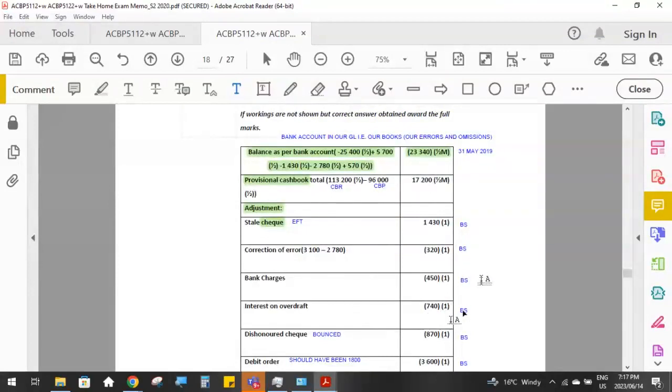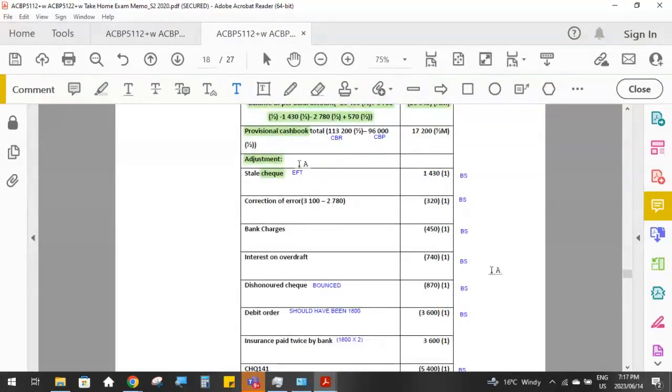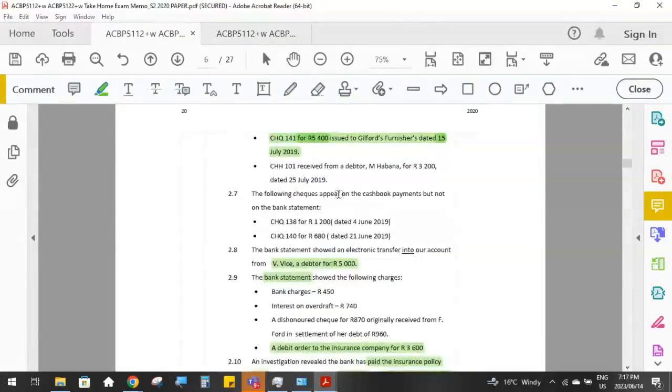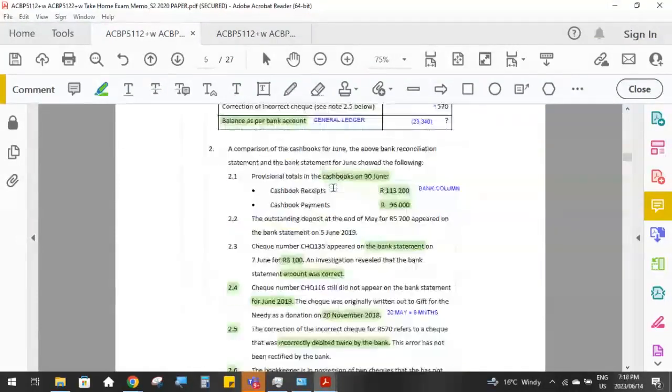Okay, so you can see how careful you've got to be with a question like this. You've got to be able to go through all of the information that they've given us, and we have got to clearly decide this adjustment that we've got to do. Is it on our side? Must it be a cash book payments or a cash book receipts adjustment? Or is it the bank that must make a correction? Must the adjustment be on our bank recon?